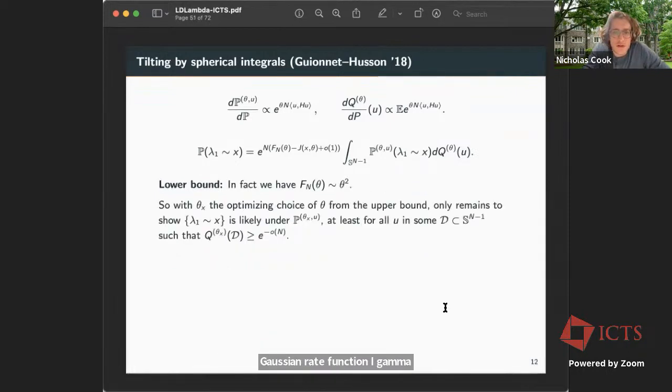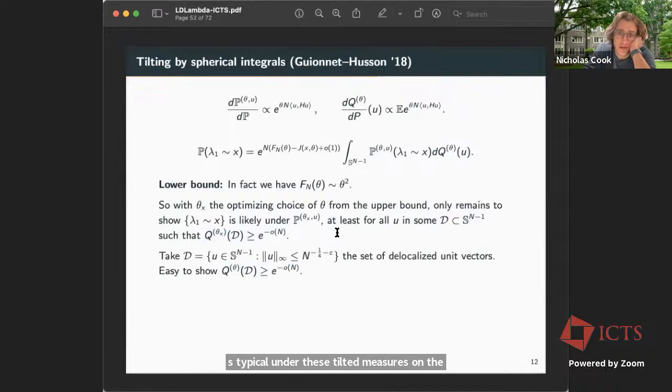Okay, so for the lower bound, what we need to do is show that this event is likely under these tilted measures, where theta is the one we chose, the optimizing parameter we chose. We have these two levels here, and we need to do this at least for most U. So for all U in some set, I'll call D, which is typical under these tilted measures on the sphere.